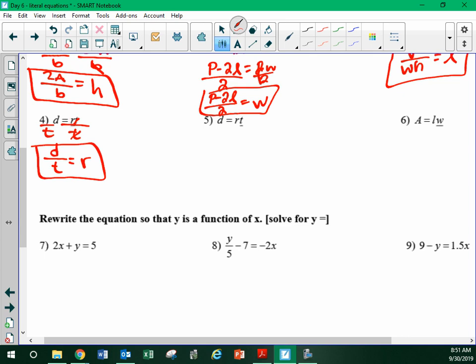It's gonna be the same for number 5. But this time, same idea, it's gonna be like d divided by r equals t. That's right. Yeah, so 5 is very similar, except we're trying to get t by itself. And so I want to divide by r, because we're multiplying once again. So d divided by r equals t.